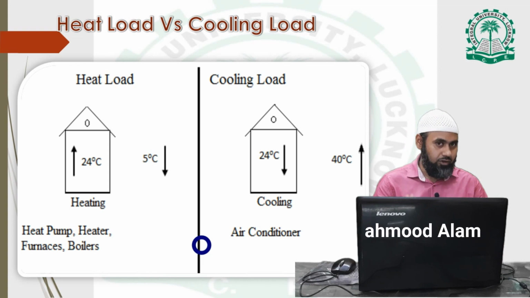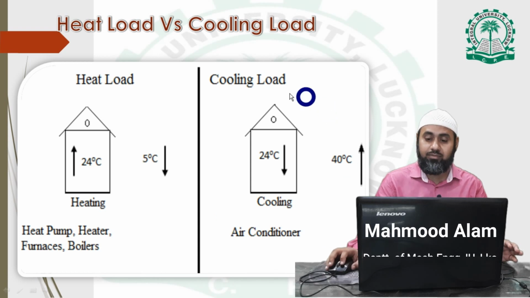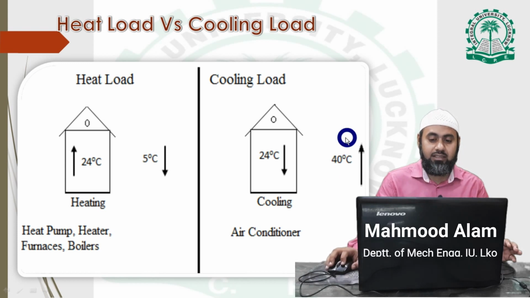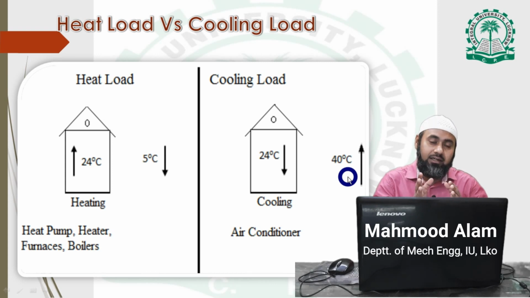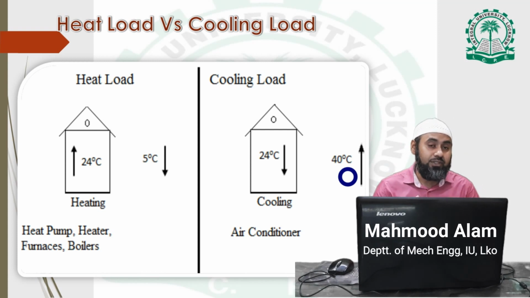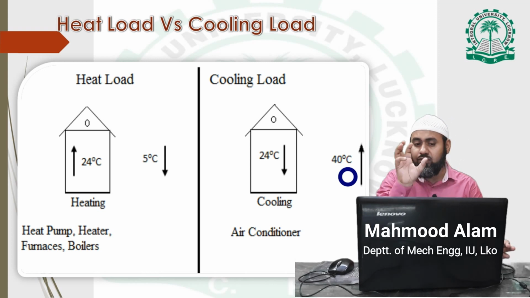And when we talk about the cooling load, what is happening here? Let's see. If the climatic condition is very hot, say the outdoor temperature is 40 degrees Celsius, then in order to maintain the indoor temperature of 24 degrees Celsius, we have to add some amount of cooling, some amount of refrigeration. We have to remove the heat by applying a cooling effect. This is called the cooling load: how much cooling is required to attain the temperature of 24 degrees Celsius.